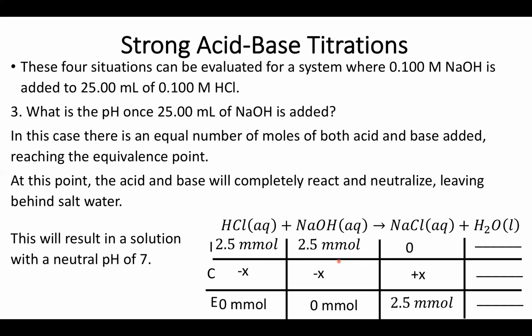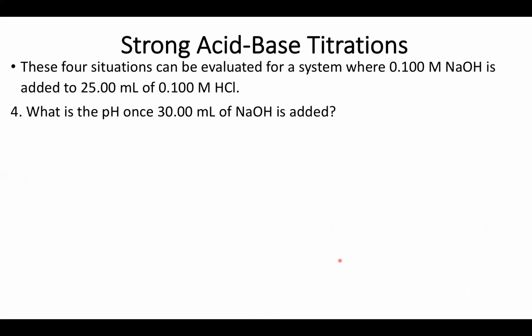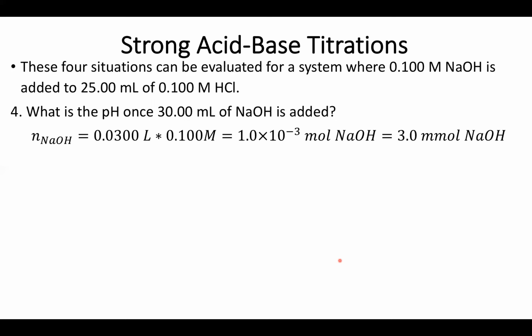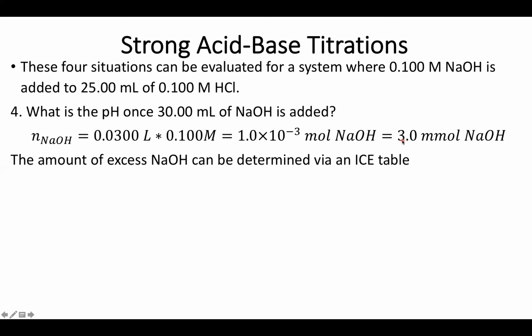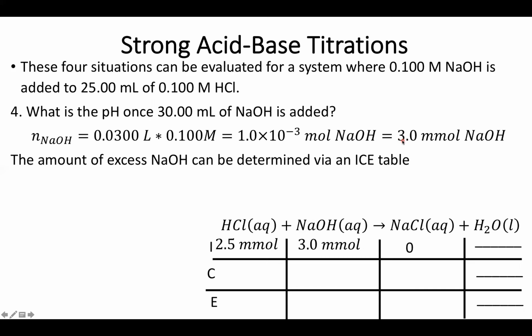However, things get a little bit interesting if I add a little too much of that sodium hydroxide. So if I end up adding about 5 excess milliliters of sodium hydroxide, at this point, my moles of sodium hydroxide will now be about 3 millimoles. So I can go ahead and plug that into my ice table. And now we've got a little bit of fun because sodium hydroxide is no longer my limiting reagent. Turns out HCl now will be. So my X will be 2.5.